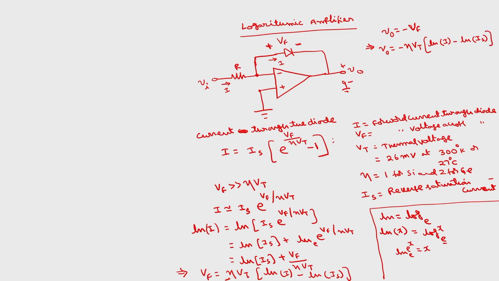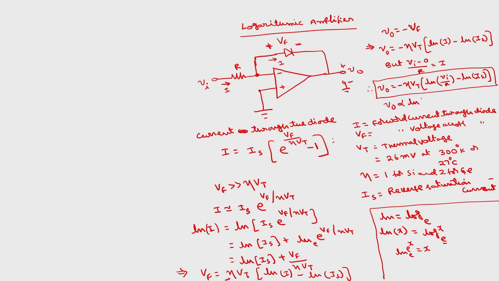But what is current I? This is 0 ground, this is Vi. Vi minus 0 by R is equal to I, so simply Vi by R. Therefore, V naught is equal to minus eta Vt times ln of Vi by R minus ln Is. This is the expression for the output of this circuit, and you can see that the output V naught is proportional to the logarithm of Vi. That is why it is called a logarithmic amplifier.